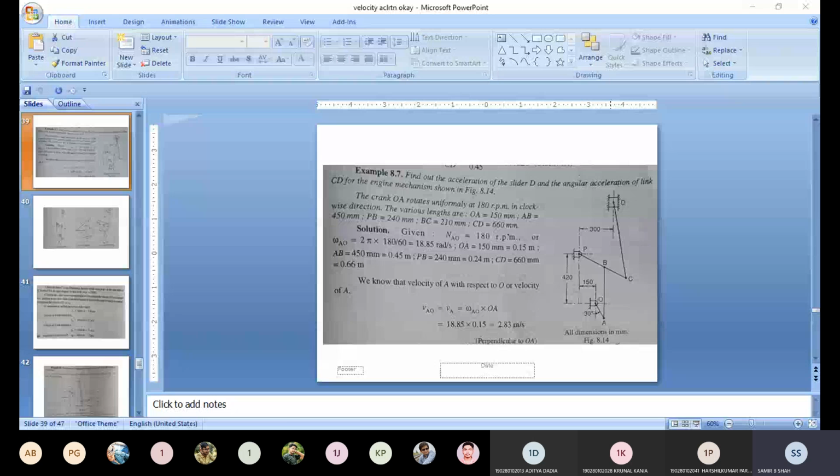Velocity of OD, we consider as the velocity of D, that is 2.36 meter per second. After that, velocity of CD is 1.2 meter per second. Velocity of AB is 1.8 meter per second, and velocity of PB is 1.5 meter per second.